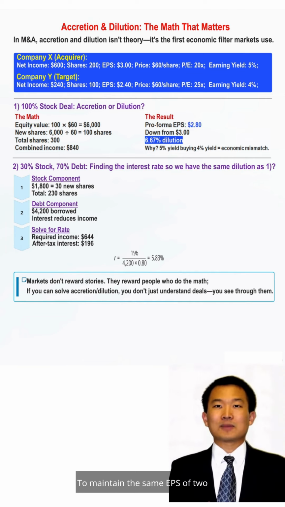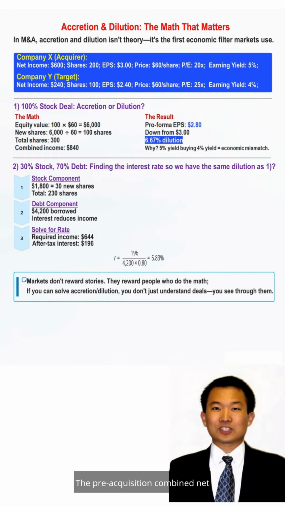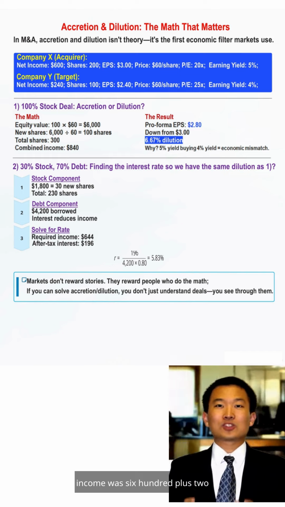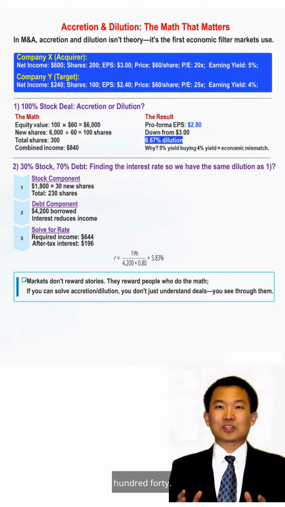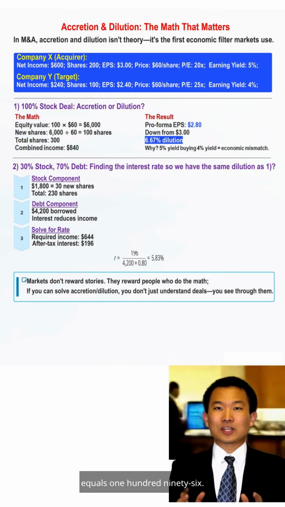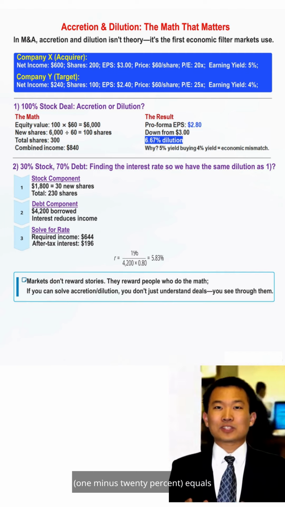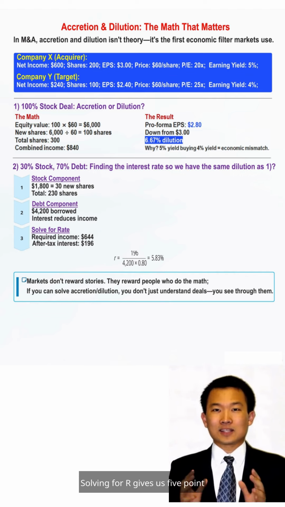To maintain the same EPS of 2.8 as in question 1, the required combined net income is 2.8 times 230, which equals 644. The pre-acquisition combined net income was 600 plus 240, which equals 840. Therefore, the after-tax interest cost must be 840 minus 644, which equals 196. Now, to backsolve for the interest rate, 4,200 times R times (1 minus 20%) equals 196. Solving for R gives us 5.83%.